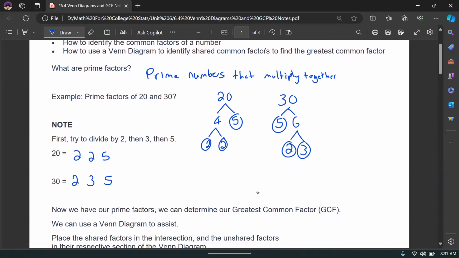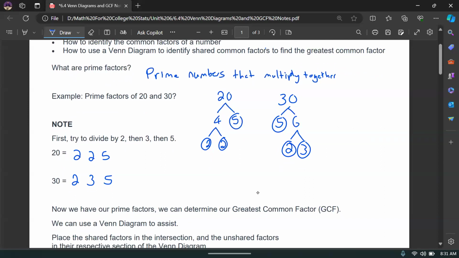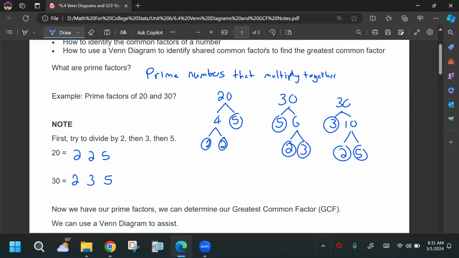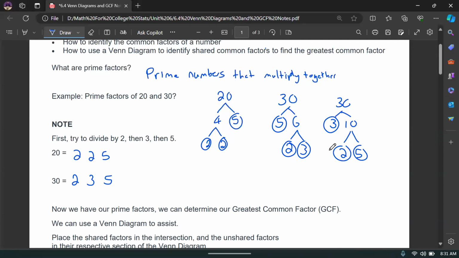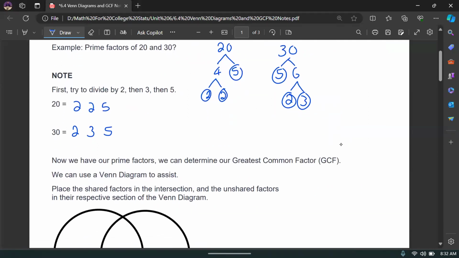Now, what we're looking for here, oh, by the way, before I carry on, let me just point out, even if you choose a different set of numbers, like for example, let's say instead of choosing 5 and 6, you chose 3 and 10, you'll still get the same prime factors. 3 is a prime number, and then 10 breaks down into 2 and 5. And so either way, you still get 2, 3, and 5 as the prime numbers. So don't worry about which numbers you divide by, because at the end of the day, you should get the same prime factors.